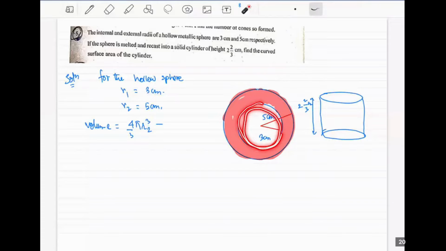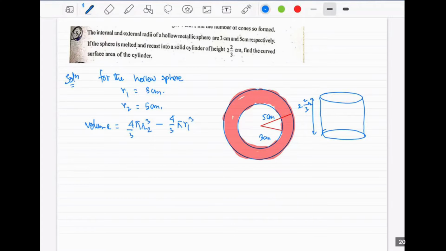This is nothing but air. You have to subtract the air portion. Air portion, it will be 4 by 3 pi R1 cube. Because the radius of the inner sphere is how much? 3 centimeter, right? Now, first of all, you take out the common factor and then we will put in the values later on. 4 by 3 and pi, we can take out common factor. What is remaining? R2 cube minus R1 cube is remaining. Time to put in the value, 4 by 3 into 22 by 7.